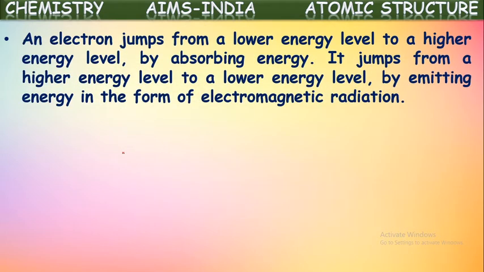An electron jumps from a lower energy level to a higher energy level by absorbing energy. It jumps from a higher energy level to a lower energy level by emitting energy.